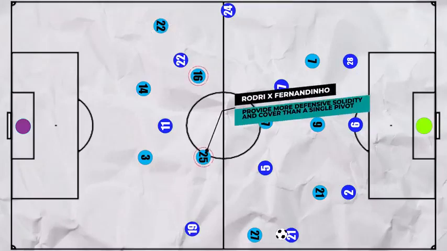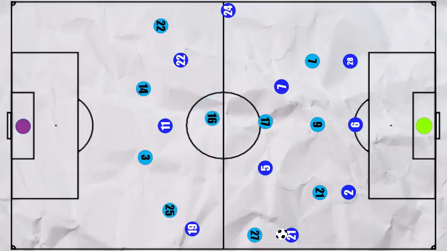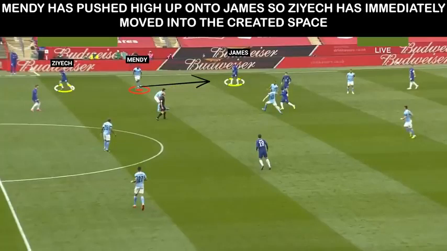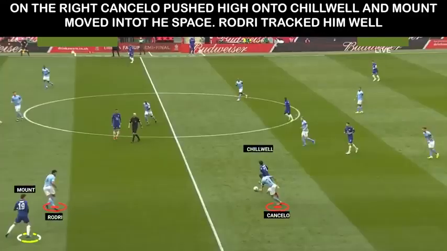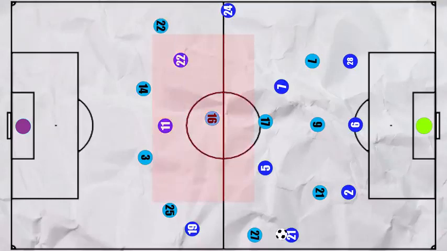And Pep may have anticipated this, which is why we saw two holding midfielders start, as they would immediately look to track the run into the space. But again, this would then leave space for Chelsea's men to receive centrally.